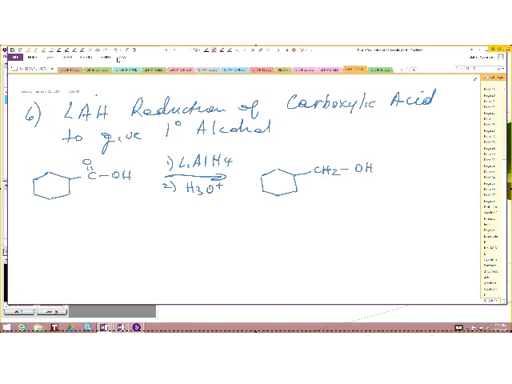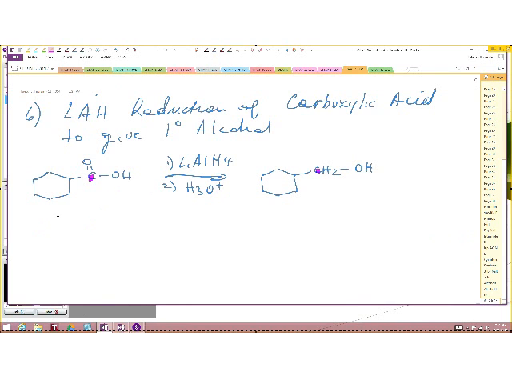Okay, notice this carbon here. This carbon now becomes this carbon. Now it gets reduced to the primary alcohol. Now this only happens with lithium aluminum hydride, not sodium borohydride. It is the same mechanism. The next reaction I will give you has a similar mechanism that will apply to this.